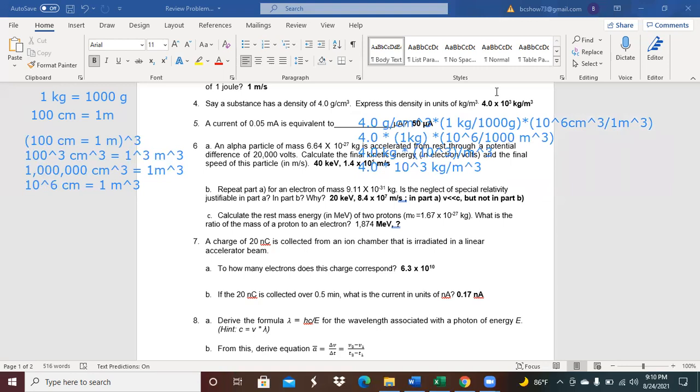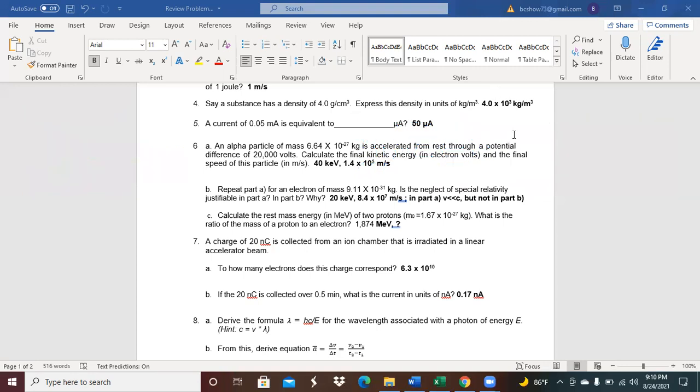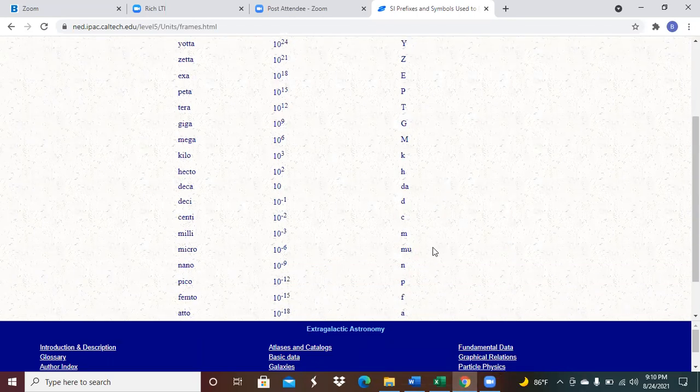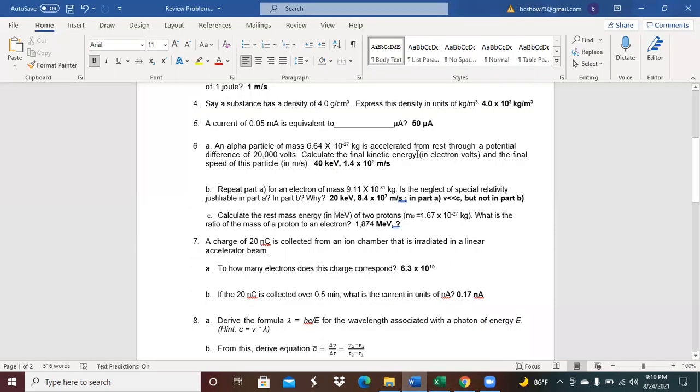So you can play that recording back as much as you'd like in order to be able to go through and read that. Okay, what about number 5? Number 5, we want to change 0.05 milliamps to, I believe that is microamps. And let's see if I am correct. Yeah, mu. Mu and this Greek symbol, those are the same things.